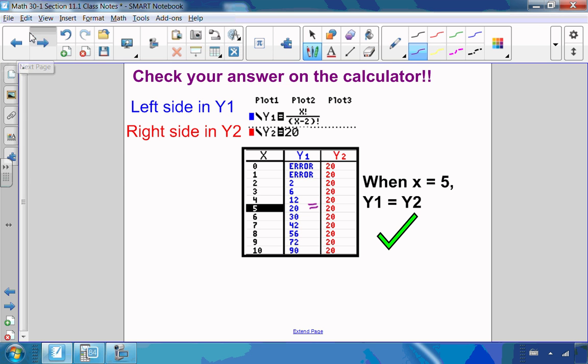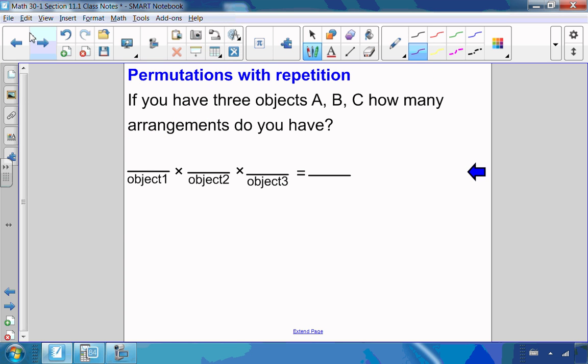I want to talk firstly about permutations with repetition. So let's say that you have three objects, A, B, C. They are different. Okay, there's no repeats. I just want to know how many arrangements you can have. So for my first object, I have three choices. It could be an A, a B, or a C. My second object, two choices. So three choices, take away the one choice that I had before. And then one choice, three choices, take away the two previous ones. 3 times 2 times 1 is 6.